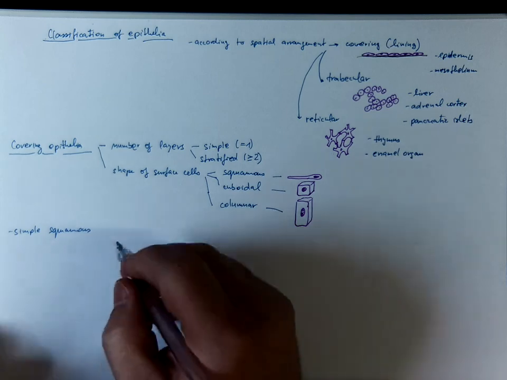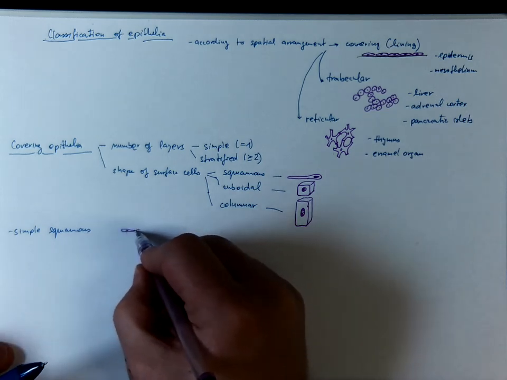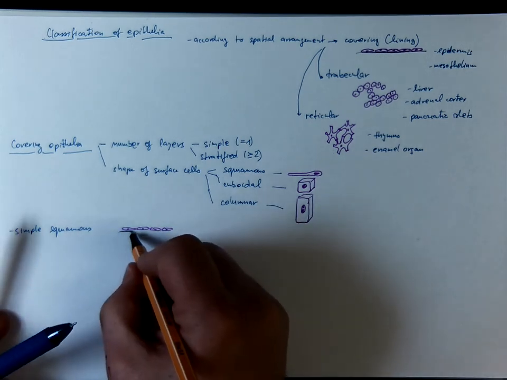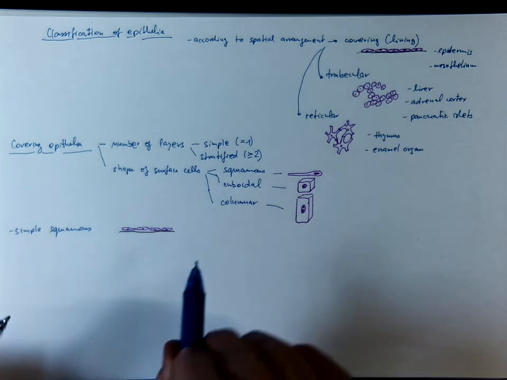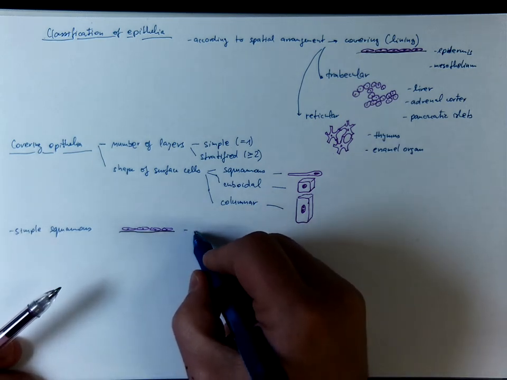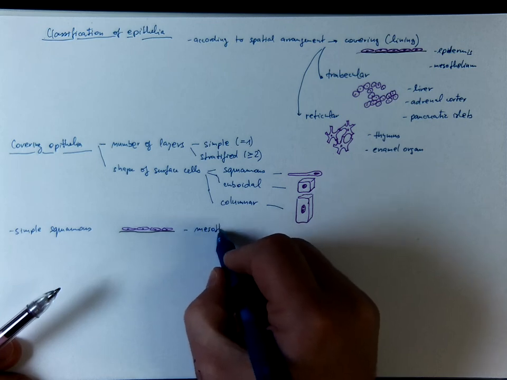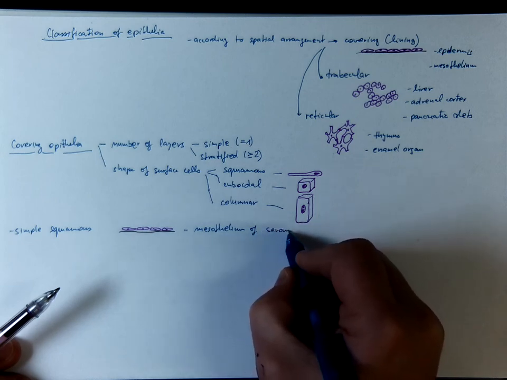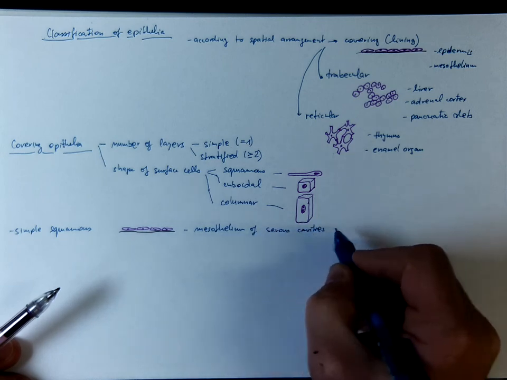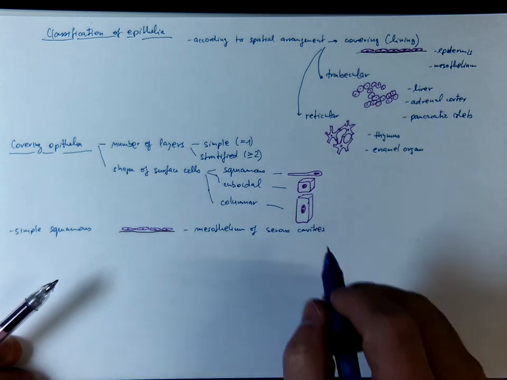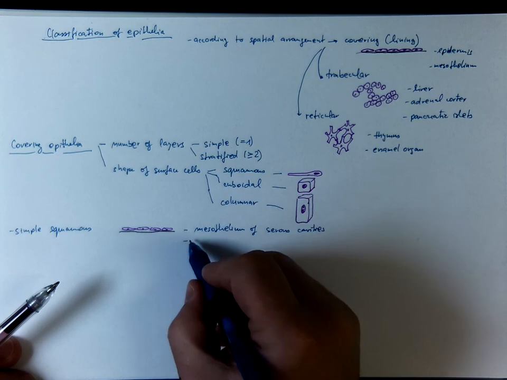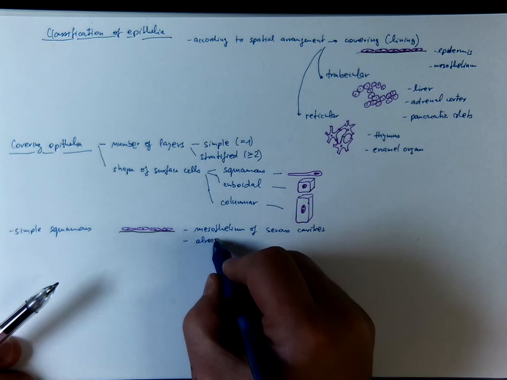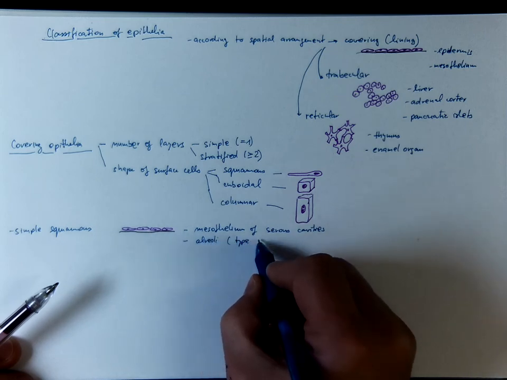The simple squamous epithelium consists of a single layer of flat cells on the basal membrane, and it's lining the mesothelium of serous cavities such as peritoneal, pleural or pericardial cavities. It lines the lung alveoli in the form of type 1 pneumocytes.